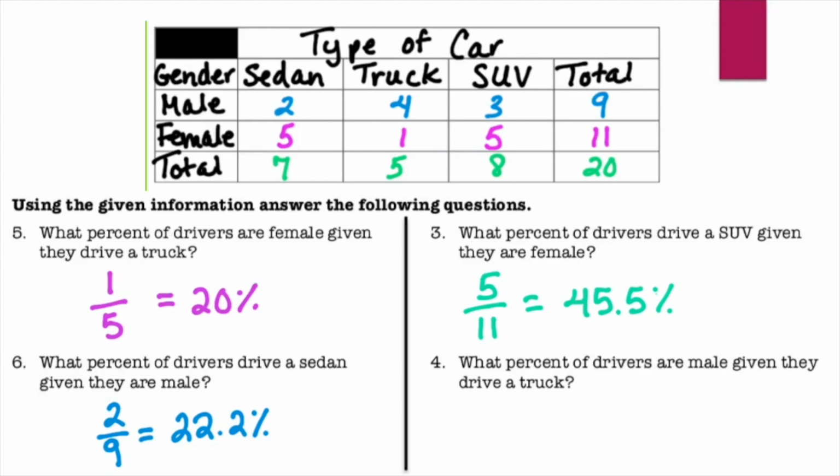And what percent of drivers are male given they drive a truck? So that's 4 out of 5 because there's 4 chosen for truck and male, and that's out of 5 for the category. So when it says given they are, you have to go to the entire column of that. So because it's given a truck, we go to the column where there's 5. When it says given they are female, we would go all to the right, which is 11. And given they are male, would go all to the right, which is 9. And then given they are a truck, we use all the way down, which is 5. So 4 out of 5 is 80%.